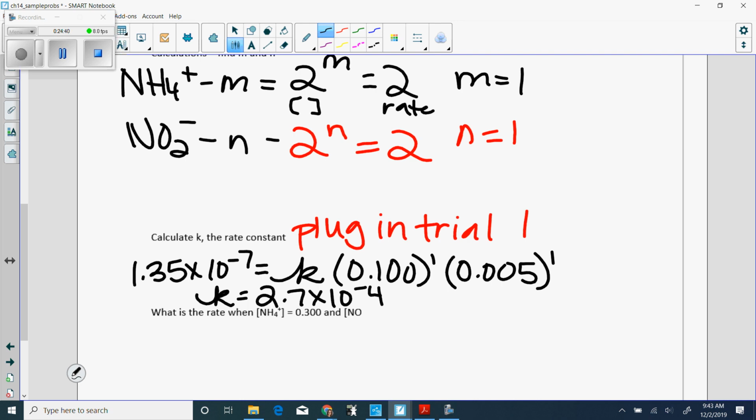You get 2.7 times 10 to the negative 4. Okay, that's only half the credit though. Getting the number is 1 point. You get a whole other point if you do the unit right. So I'm going to switch to red, just to show that it's 2 separate things. This is a point. Now you've got to find the unit for a second point.